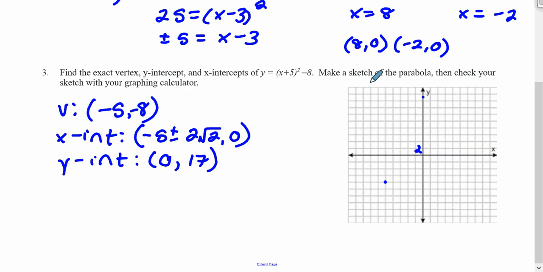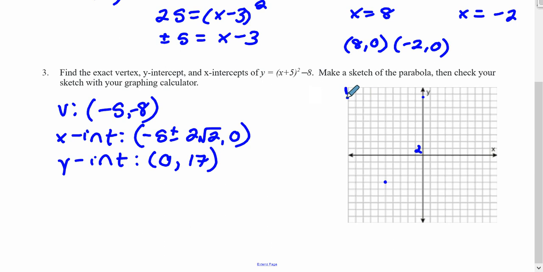Okay, so in terms of sketching this graph, I have my vertex and I have my y-intercept. My x-intercepts aren't really nice values, but I could find decimal approximations on my calculator: negative 5 plus 2 square roots of 2, and negative 5 minus 2 square roots of 2. That gives me each of my values on each side. I can also find my symmetry piece, because I know over the line x equals 5 I have the symmetry. Over here at (-10, 17).